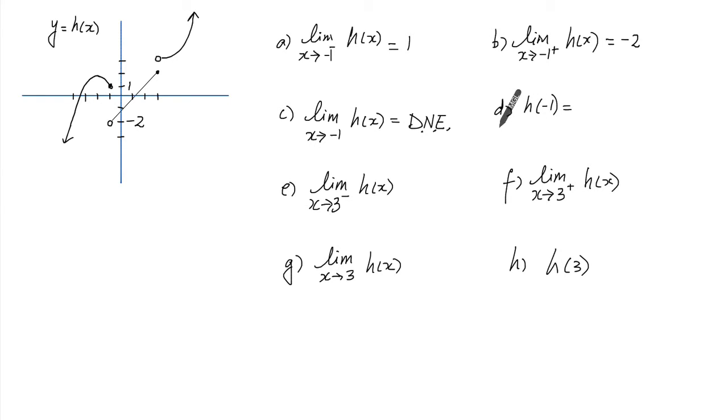Now, part D, we want to find h at -1. Well, h at -1 is defined because there's a filled-in circle over there. The function is defined in such a way that when x is equal to -1, h is equal to +1.